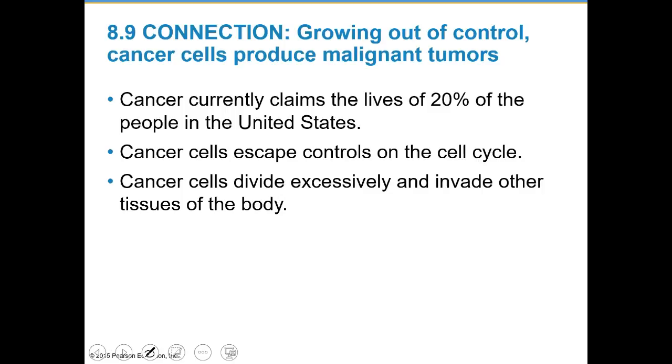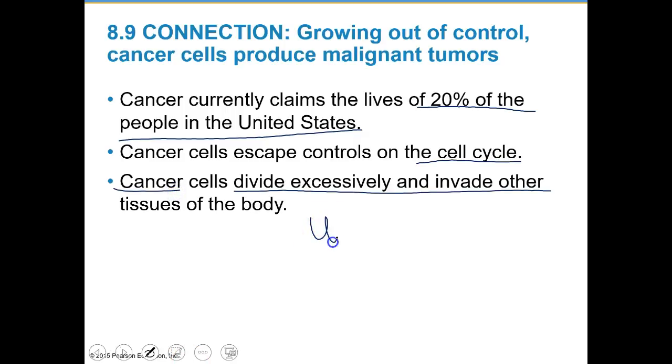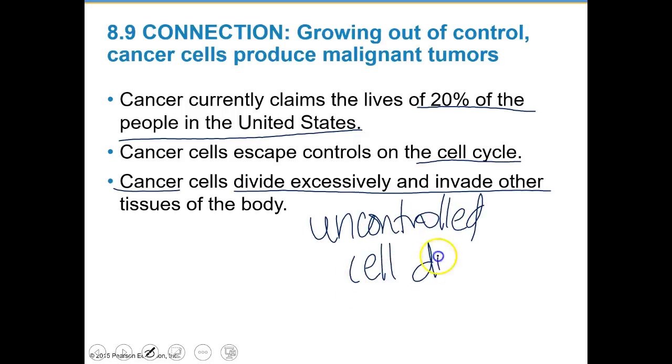So cancer currently claims the lives of 20% of the people in the U.S. Cancer cells escape controls of the cell cycle. So there are very specific rules: the anchorage dependence, the density dependent inhibition, the growth factors, nutrients. All of those things are really rules, and cancer doesn't follow those rules. So cancer cells will divide excessively and invade other tissues of the body. Cancer really is just uncontrolled cell division. That's our basic definition here.